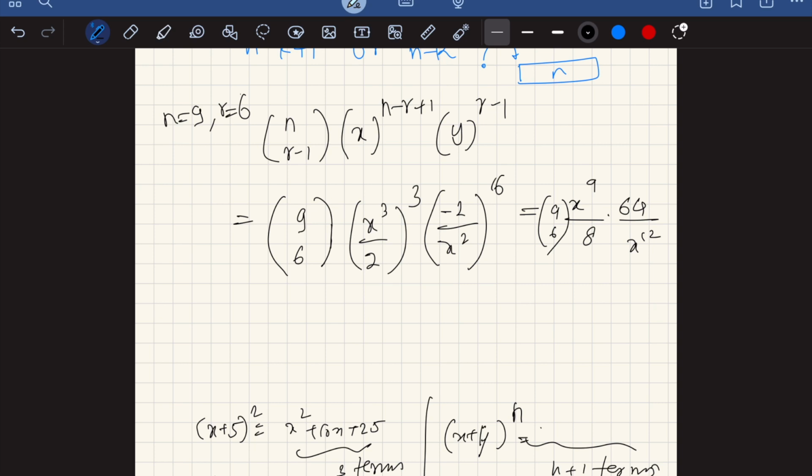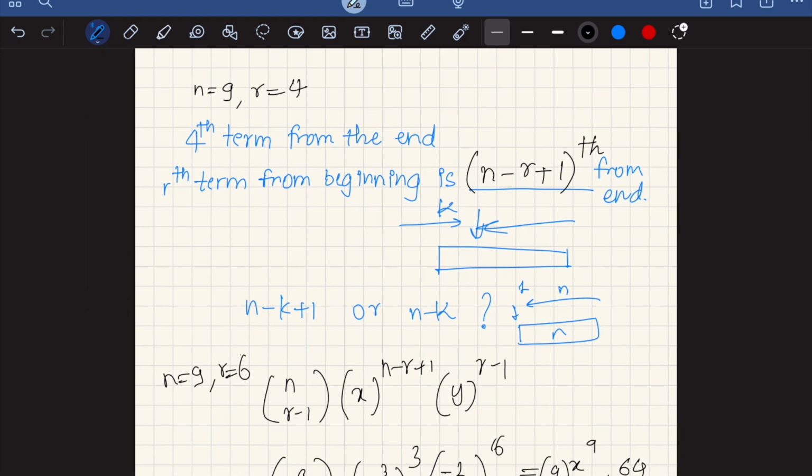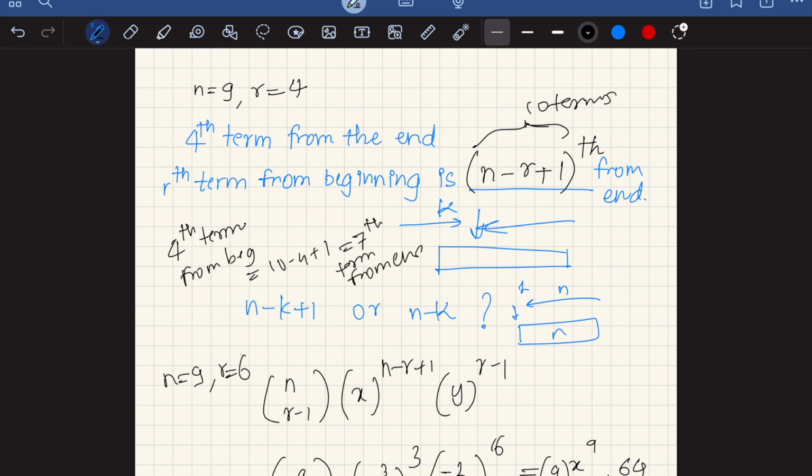Okay, you are looking at x plus y to the n, and we said the rth term from the beginning. I'll not write it again. So this is the point that we made, and we have 10 terms in total, because in this case n is 9. So if you are looking at the fourth term from the beginning, that would be 10 minus 4 plus 1, which is the seventh term from the end. So that point is valid, the thing that you've written in the end.